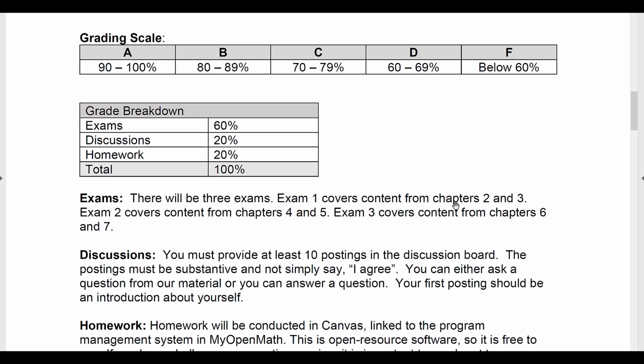So there are 3 exams. Exam 1 covers chapters 2 and 3. Exam 2 covers chapters 4 and 5. And Exam 3 covers chapters 6 and 7.